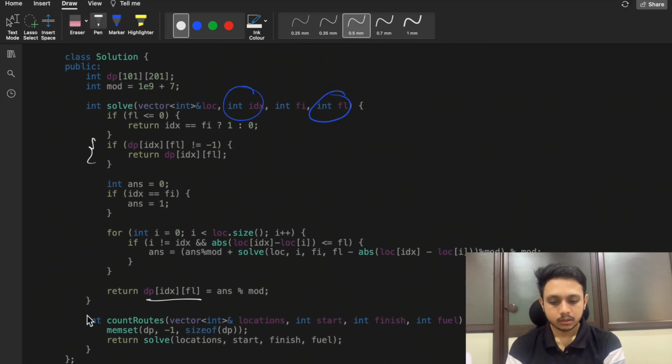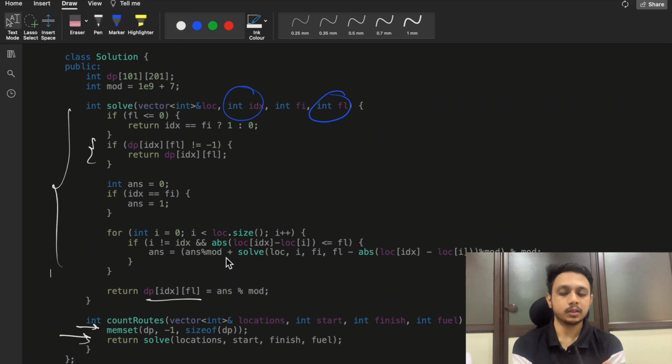Okay, we initialize this dp as -1, and this is the solve function. So there is nothing much complex here that we are doing. It is very simple code, and it is just a step ahead of the recursive code that we wrote.